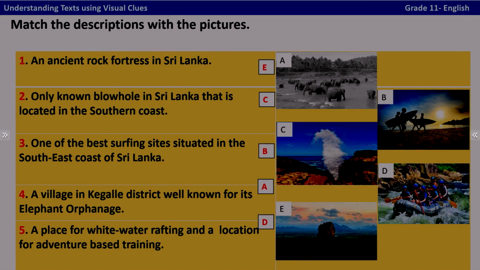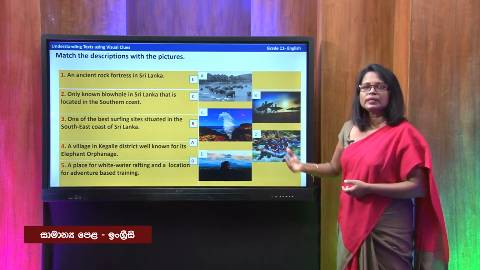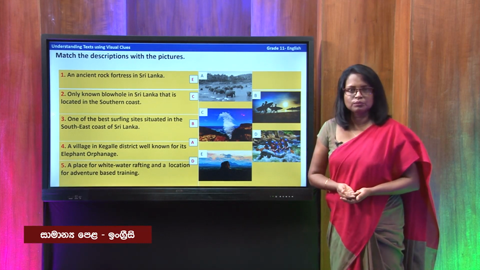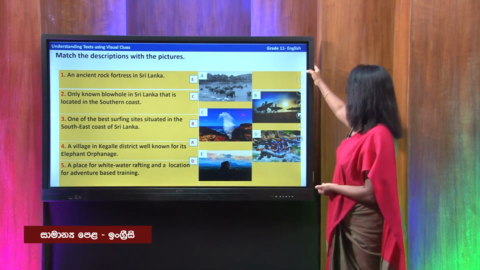So children, in this situation also, what you did was to understand the meaning of a text, you made use of some pictures. Okay, we have done some activities now. Shall we do something different now? Okay.